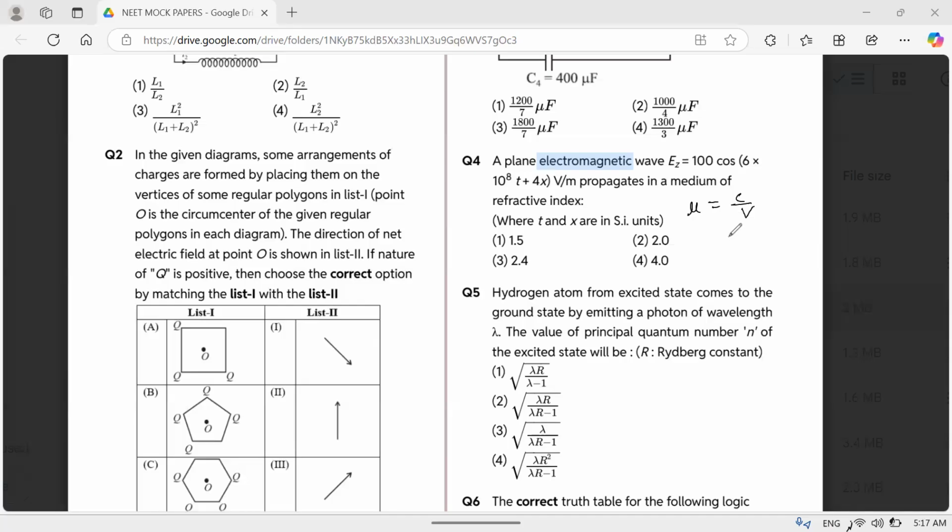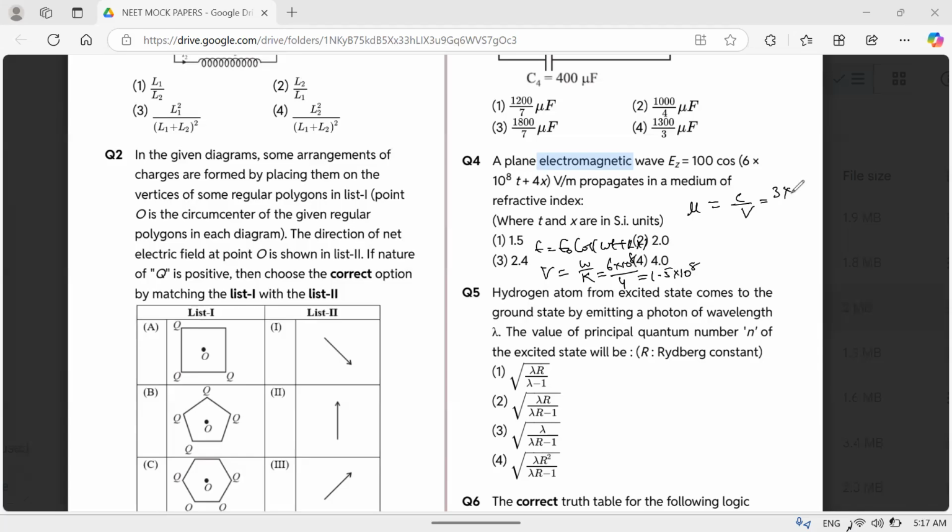Now how do you calculate the wave velocity? Equate with the standard equation: E = E0 cos(ωt + kx). So the wave velocity V is equal to ω divided by k. What is the omega value? 6 × 10^8 divided by k. What is k? 4. So it is 3 by 2, it will be 1.5 × 10^8.